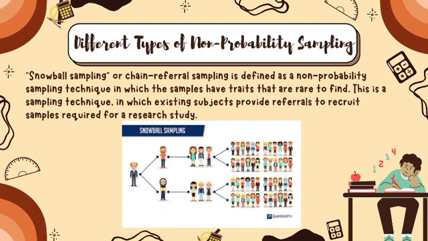Next is snowball sampling or chain referral sampling. It's defined as a non-probability sampling technique in which samples have traits that are rare to find. This is a sampling technique in which existing subjects provide referrals to recruit samples required for a research study. Bali, for example, yung researcher yung gusto niyang study, hanggat hindi niya nakukuha yung gusto niyang result dun sa study niya, kukuha siya ng kukuha ng respondent.